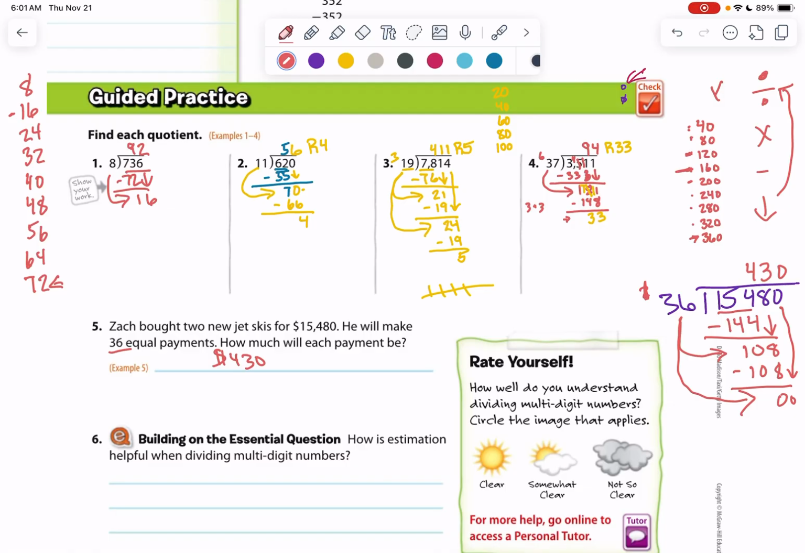These 2 jet skis, him and a friend, I guess. That's a lot of money. Whew. Hope he has a good job.